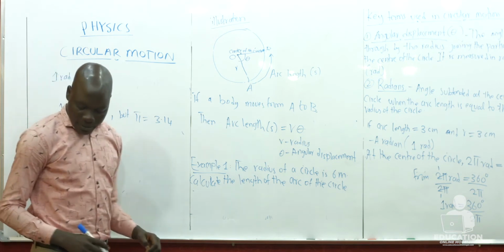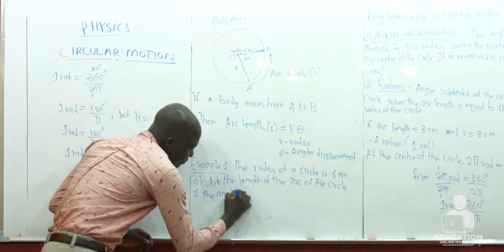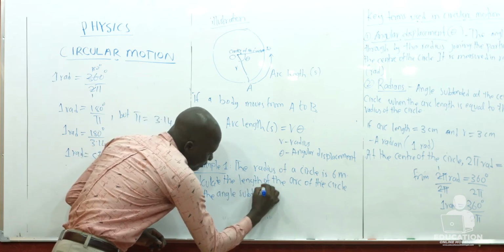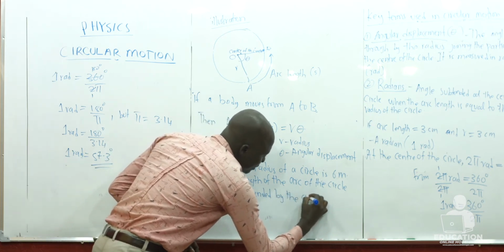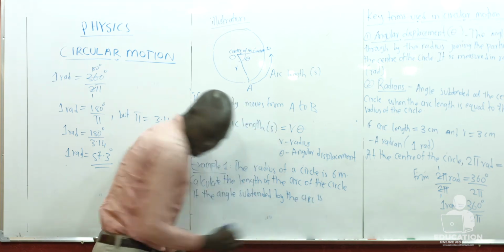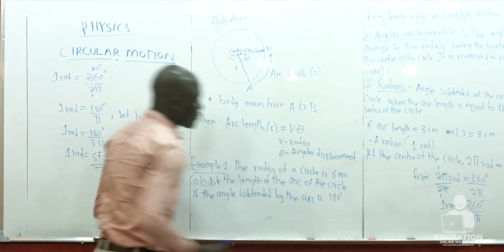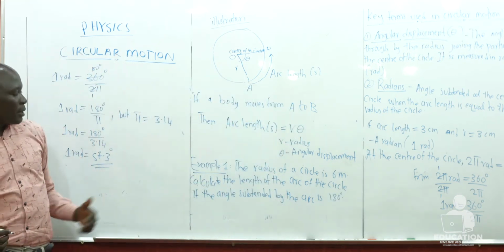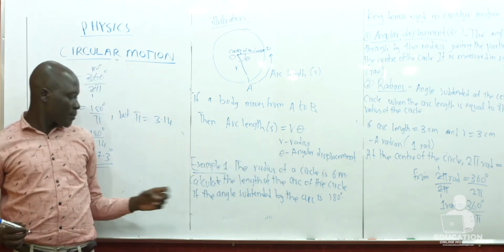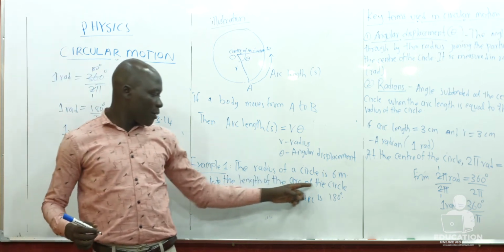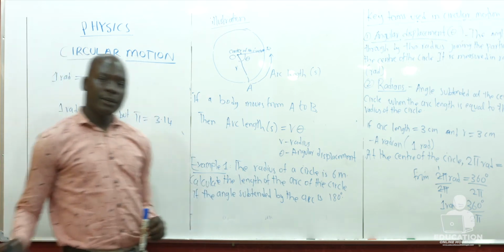If the angle subtended by the arc is 180 degrees. So this is how a question can come. The question says the radius of a circle is 6 meters. Calculate the length of the arc of the circle if the angle subtended by the arc is 180 degrees.